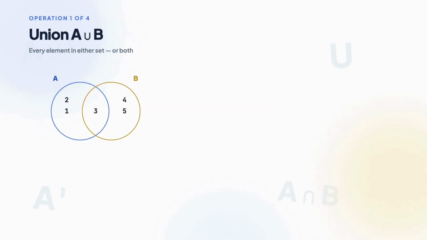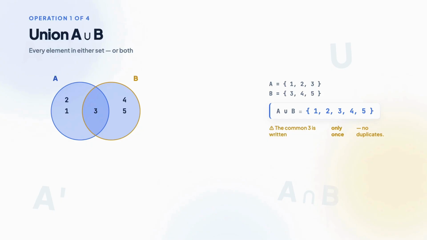The first operation is the union. The union of two sets contains every element that belongs to either set or both sets. For example, if A equals {1, 2, 3} and B equals {3, 4, 5}, then A union B is {1, 2, 3, 4, 5}. Notice that the common element is written only once because sets never contain duplicate elements.